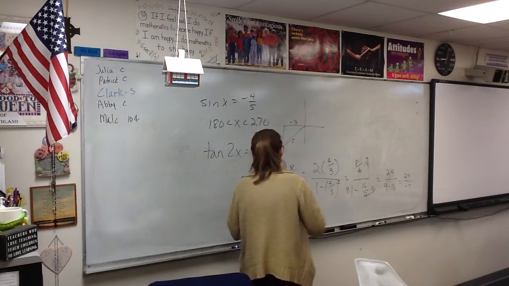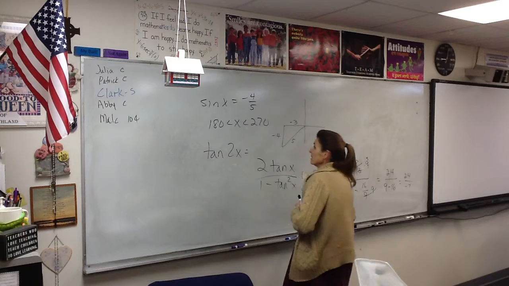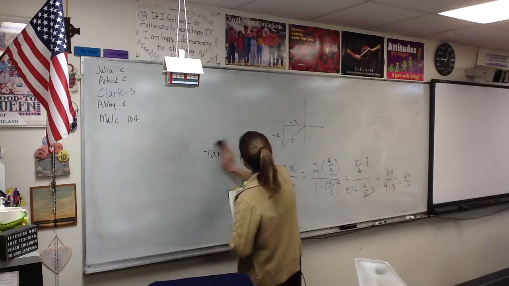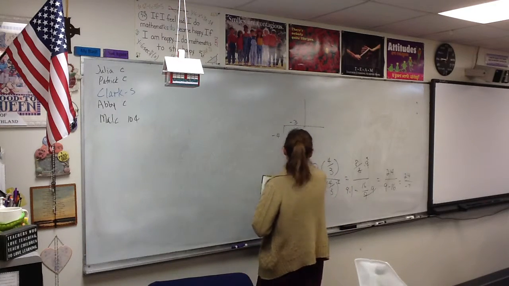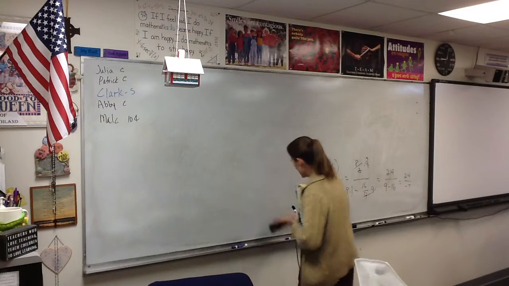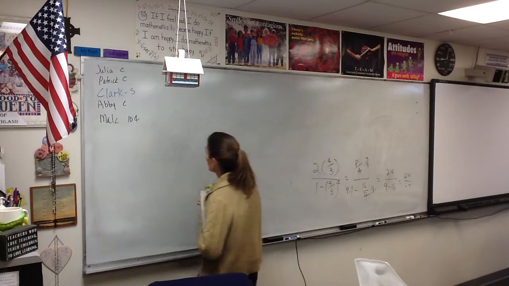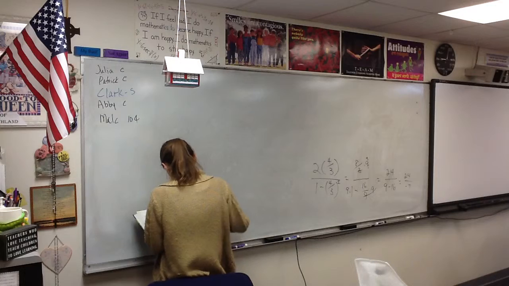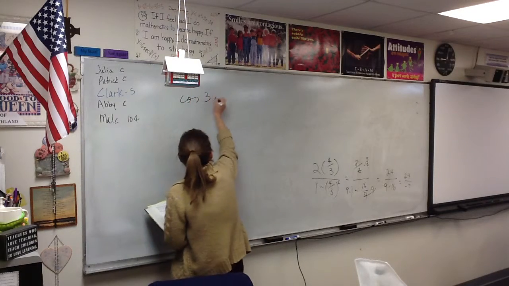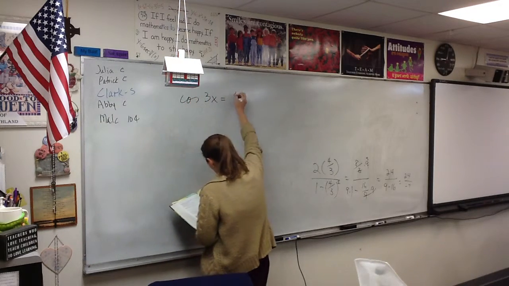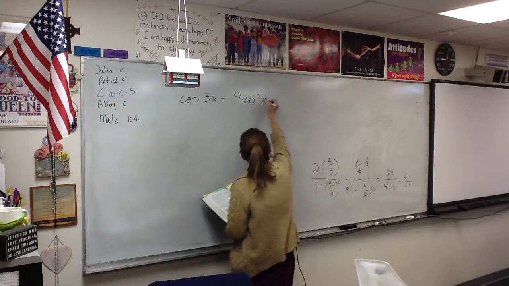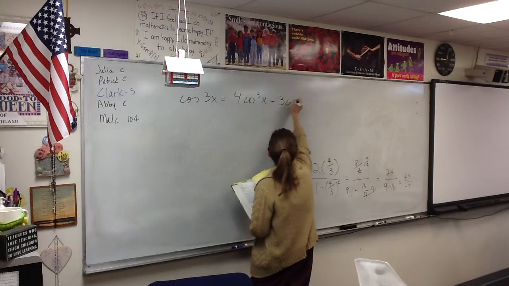This is at the end of the chapter, even though we haven't finished the chapter yet. Number 5 is prove the identity. And remember what that means: you're not looking for an answer like x equals 15 degrees. You are looking to change one side into the other. So we have cosine 3x equal to 4 cosine cubed x minus 3 cosine x.